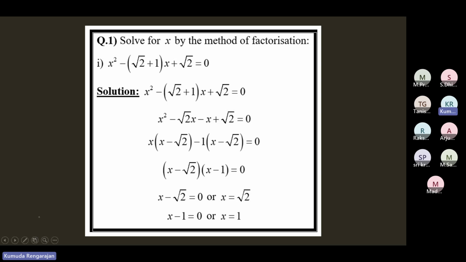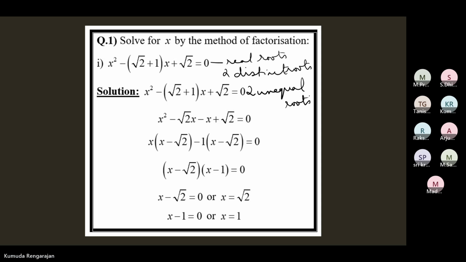So this quadratic equation has two distinct roots, two unequal roots. This quadratic equation has real roots. They are not imaginary. The two real roots are unequal, or in other words, they are distinct.